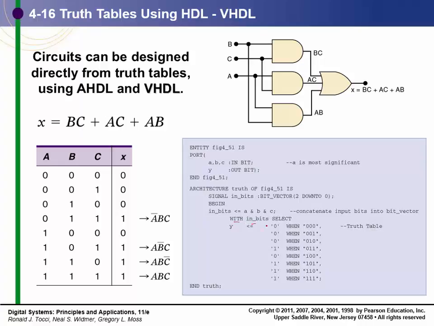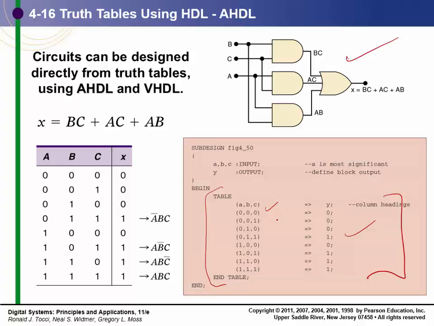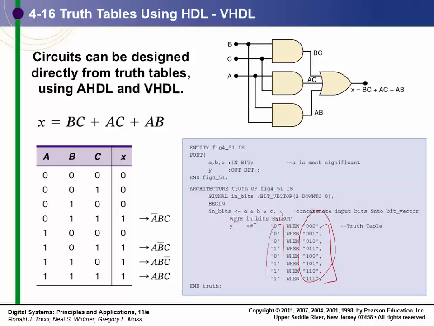We have with-select, and here's our 0 through 7, and this is our output. In Verilog, I don't have the same circuit here, but the code would look like that. As you can see, they look totally different. So if you learn one, there's a learning curve to go to the next one. But once you learn the techniques with one, going to the next one is fairly easy.